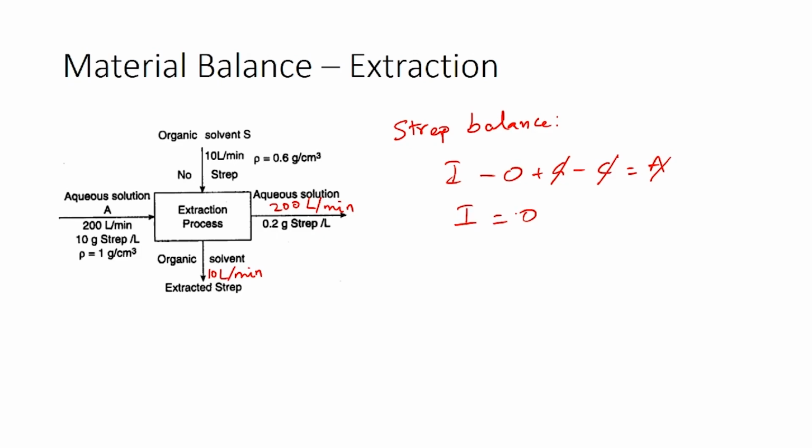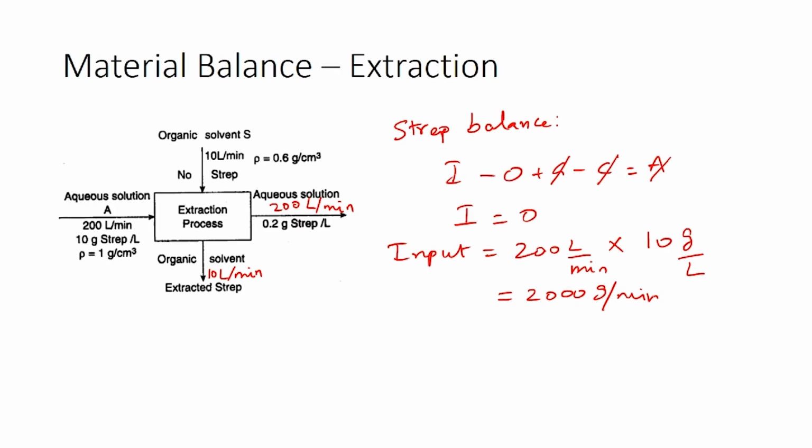What are the streams through which streptomycin enters the system? The streptomycin enters only through the aqueous solution. The organic solvent does not contain any streptomycin. So this means the input stream for streptomycin is 200 liters per minute times 10 grams of streptomycin per liter. So the mass flow rate of streptomycin into the system would be 2000 grams per minute.